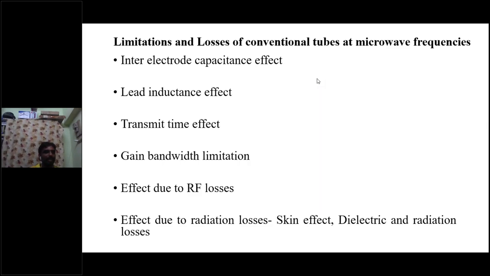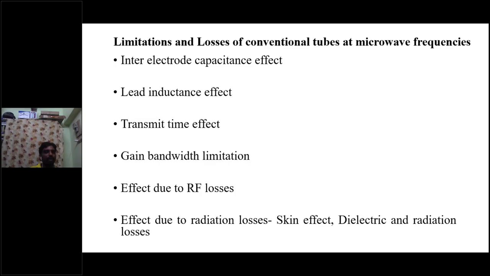The first one is inter-electrode capacitance effects, written mathematically as XC equals 1 by 2 pi FC, and when the value of frequency increases, XC decreases. Coming to lead inductance effect, the expression is XL equals 2 pi FL. When the length of the conductor increases, the reactance also increases, and this is observed in lead inductance effect. Transit time effect is calculated using the expression tau equals d by v, or omega by g. In this case we can find out how much time it takes.